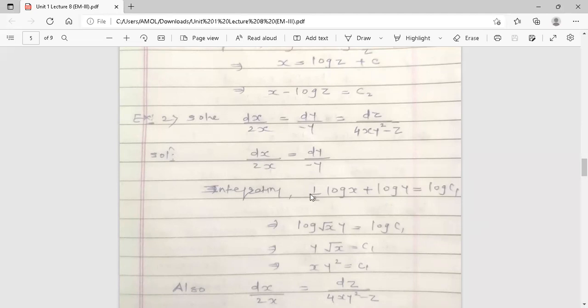So it is 1 by 2 log of x. If we shift this 1 by 2 as a power of x, then we get log of root x plus log of y. Log a plus log b is log of a into b, so log of root x into y is equal to log of c1. Log functions are equal, so the values are equal, so y into root x is equal to c1. If we square, we have x y square is equal to c1 square.